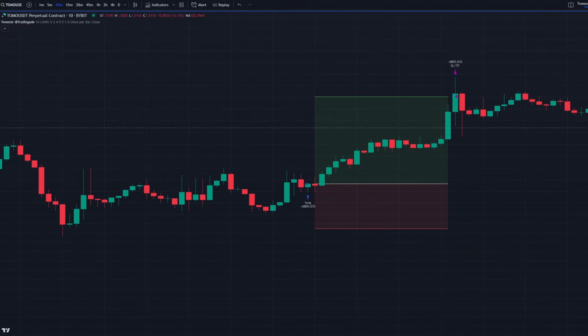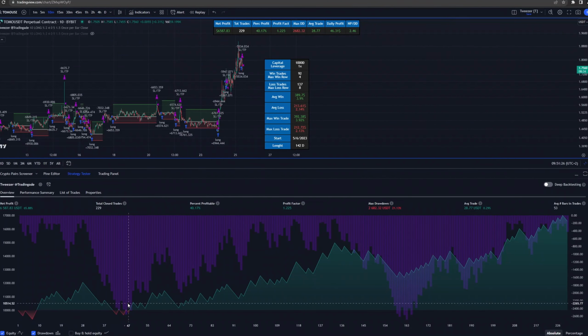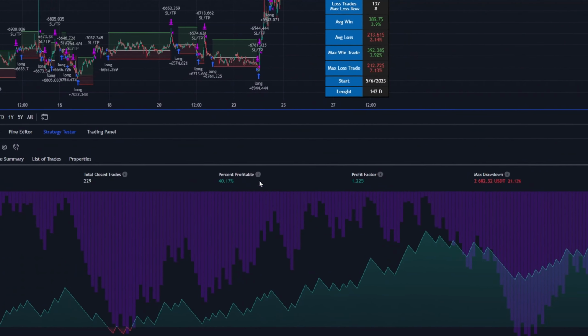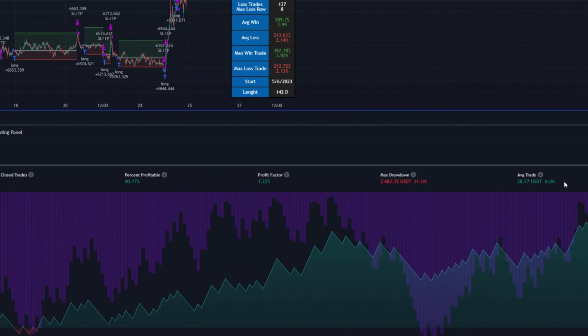Let's see some backtest results. We start with the filter disabled, stop loss 2%, take profit 4%, so risk-reward 2. As you can see, the equity line seems to be promising because it starts with a drawdown, recovers, then again a drawdown, but then it starts to go in an upward direction. Overall, it seems to be an equity line that can be worth working on. Net profit 65%, 229 trades, 40% percent profitable, and 21% max drawdown. Average trade seems to be pretty low.